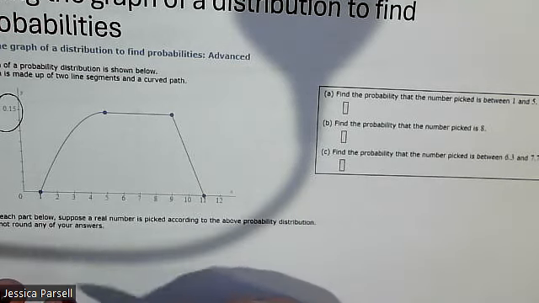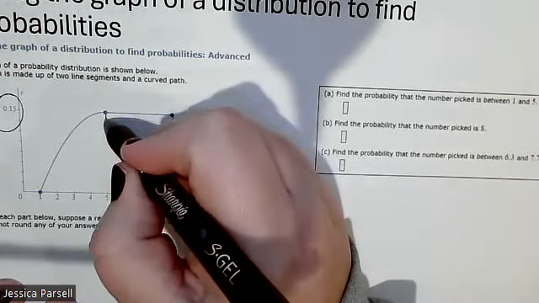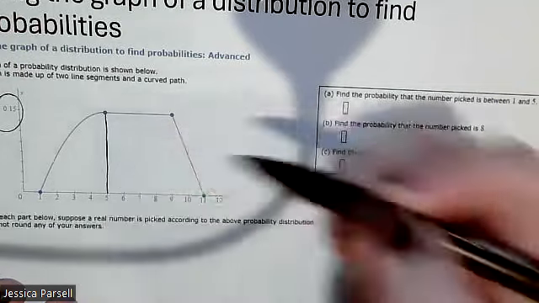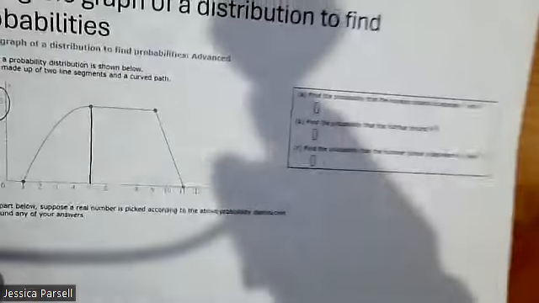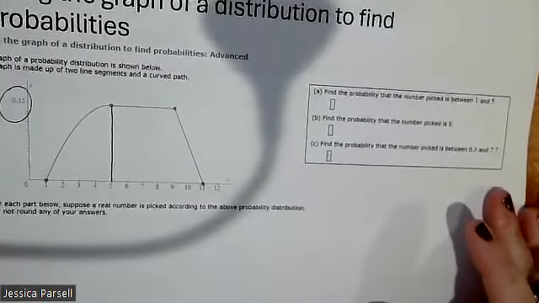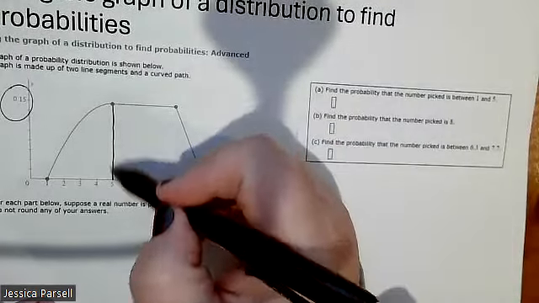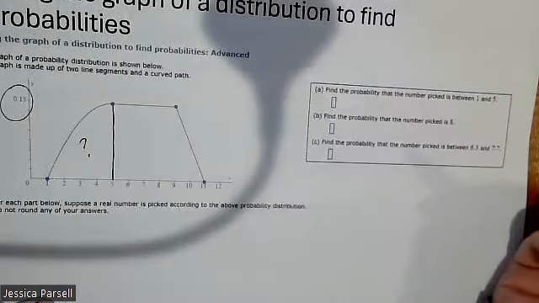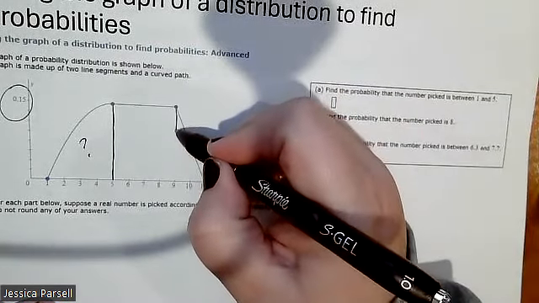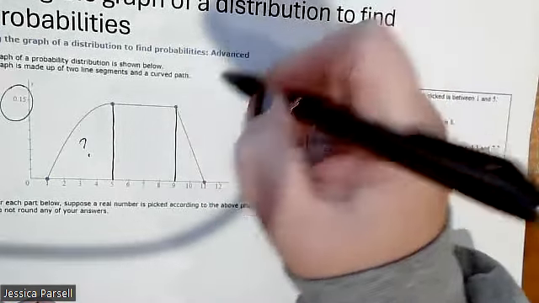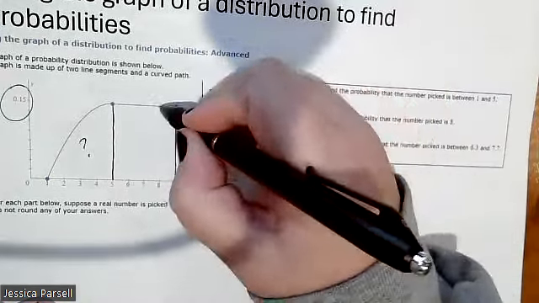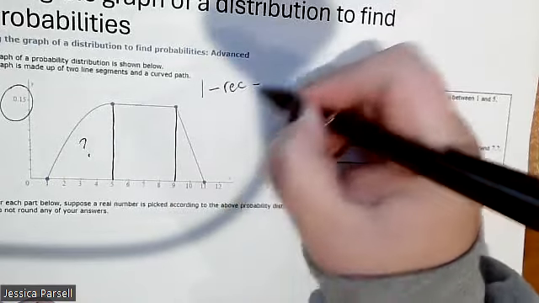Okay, feel free to forward this video as I try to catch up to you at this point. All right, probability that the number picked is between 1 and 5. Well, I'm going to draw myself a little line segment here. This is the question mark. So hopefully you built yourself a rectangle and a triangle. So we know the area is going to be 1 minus the rectangle minus the triangle.